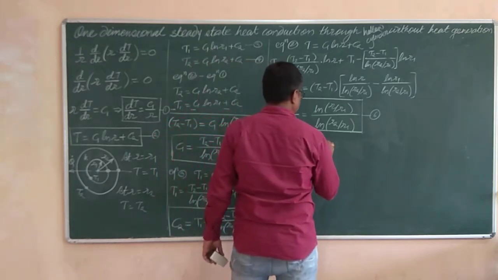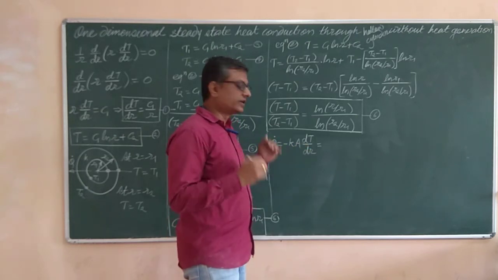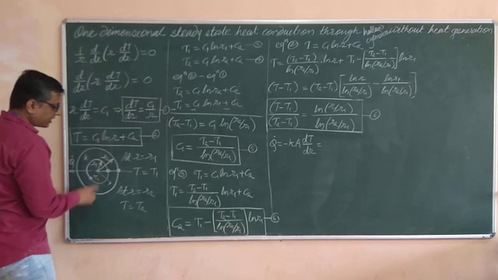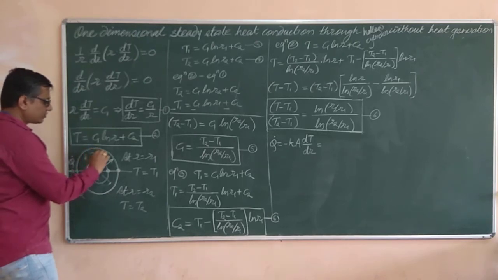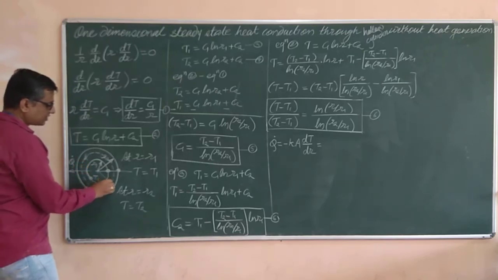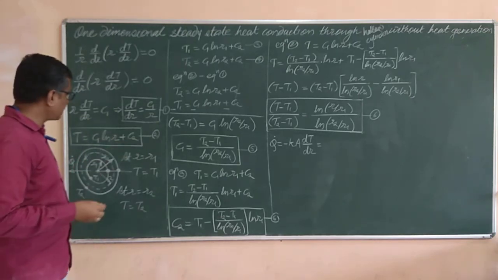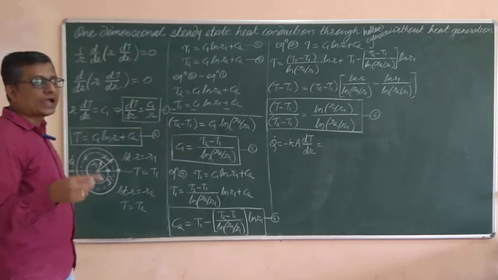This is equal to, remember that A is the surface area of the cylinder. If I take any arbitrary radius somewhere between R1 and R2, and get one imaginary cylinder whose radius will be R, so here is the radius R. And if the length of the cylinder is considered to be L, capital L, then the surface area of this imaginary cylinder will be 2 pi R into L.